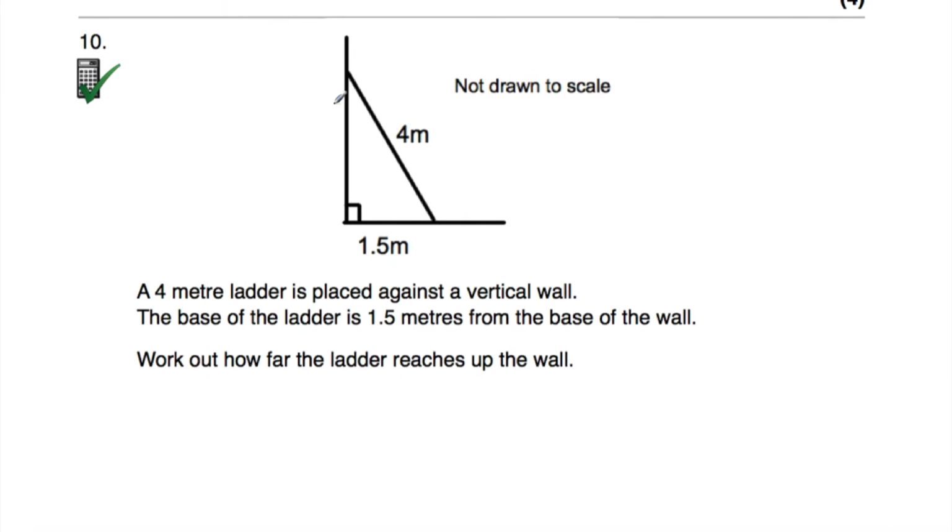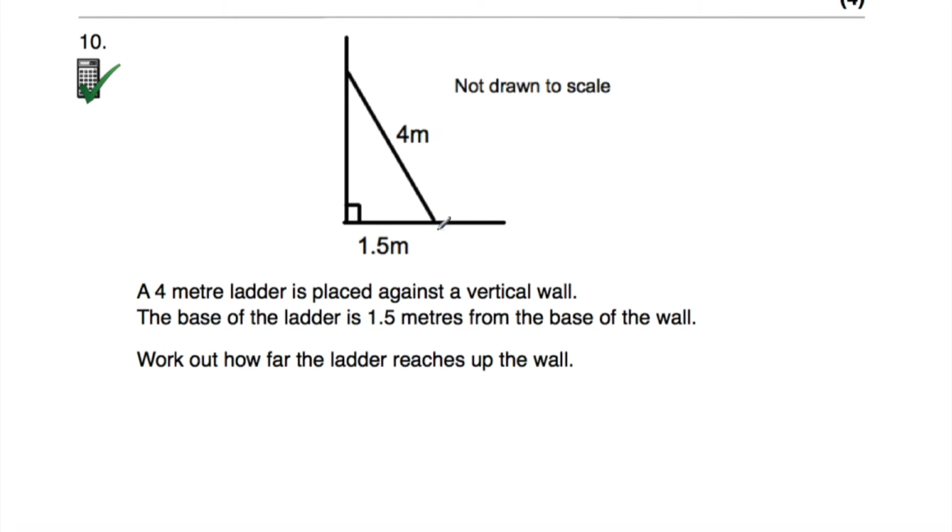Okay, question number 10. So in question number 10, we've got this diagram, and it says not drawn to scale, and we've got a wall and the ground, and you couldn't have a set of Pythagoras questions without a ladder and a wall question involved. So we've got this wall and this ground here, and we've got this ladder, a 4-meter ladder, is placed against a vertical wall.